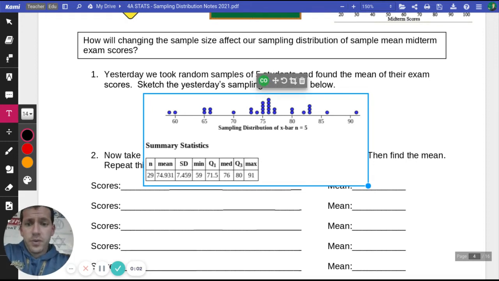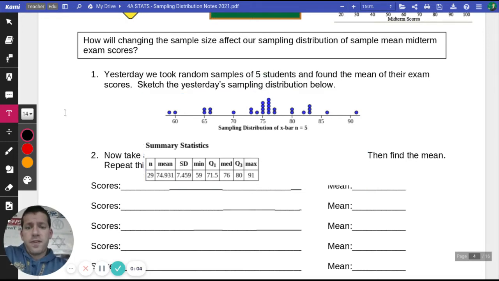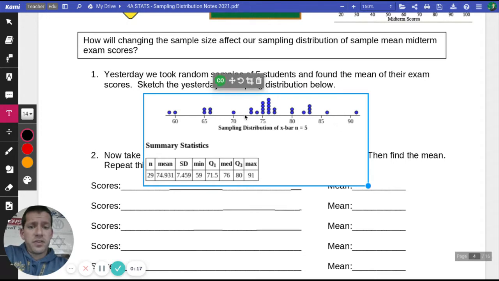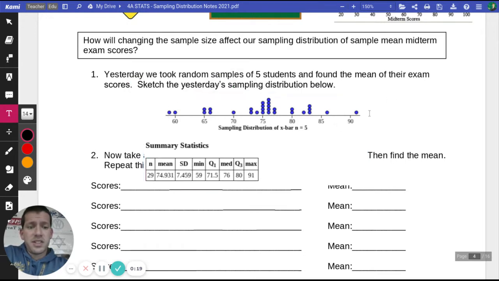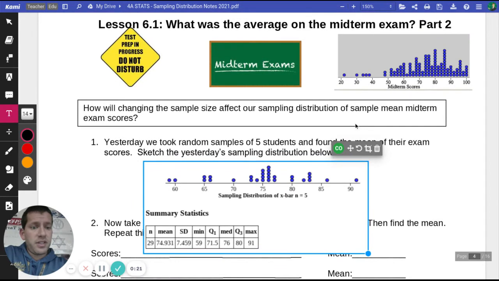So last video, we took a random sample of 5 students and found the mean of their exam scores. This isn't the exact same sampling distribution that we had last video, but we redid the data and we got this looking graph. It goes from all the way below 60 to above 90. That's pretty crazy, but it's based off of this data here.